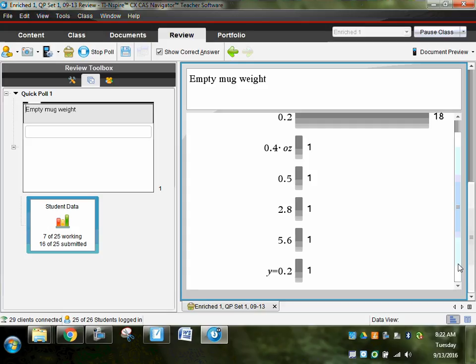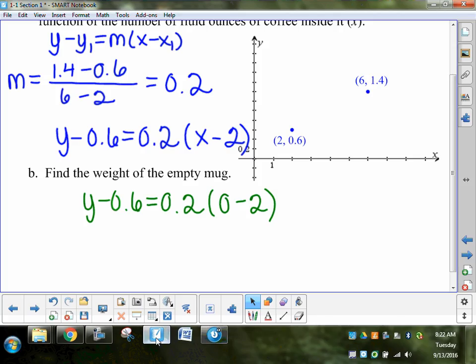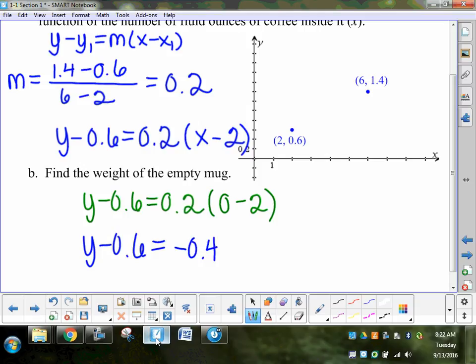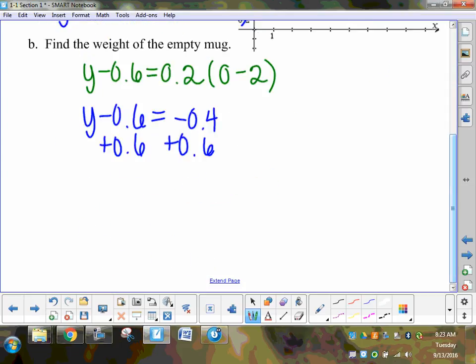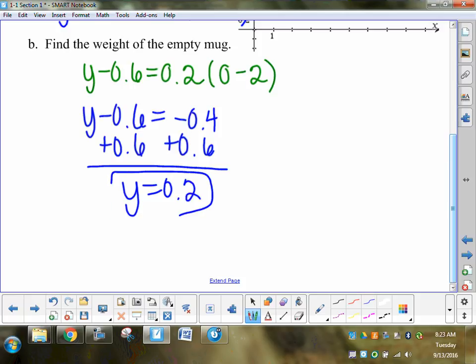So this one and this one's right. So 19, not bad. When we do this out, we would distribute, this is going to be y minus 0.6 is equal to, this would be 0.2 times negative 2, which would be negative 0.4. From here, I go through and add 0.6 to both sides, which means I would be left with y equals 0.2. Questions on that?